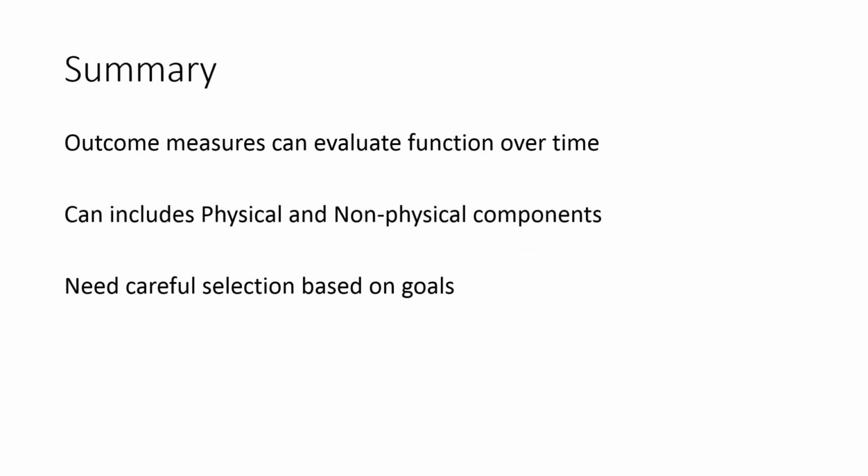So in summary, we know that outcome measures can evaluate function over time, and that these outcome measures can include both physical and non-physical components. And the non-physical components are things like quality of life and participation in life. And regardless of whether we're using physical or non-physical assessment, we need to really carefully select the tools we use based on the goals and the target area which we're trying to evaluate. We'll finish this lecture here.